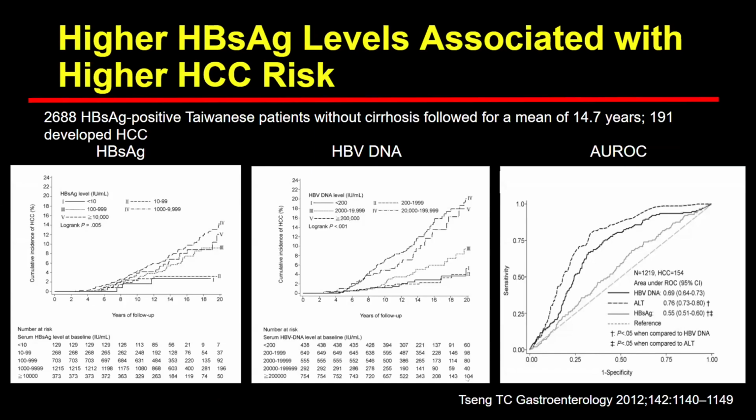So this is data also from another population-based cohort from Taiwan, demonstrating that higher surface antigen levels are associated with higher HCC risk. And you can see on the figure shown on the far left panel that patients with surface antigen levels between 1,000 and less than 10,000, that's labeled with the Roman numeral 4, had the highest risk of HCC. And in a receiver operating characteristic curve analysis shown on the far right panel, HBV DNA was shown to be a better predictor of HCC development than surface antigen levels. Next slide, please.